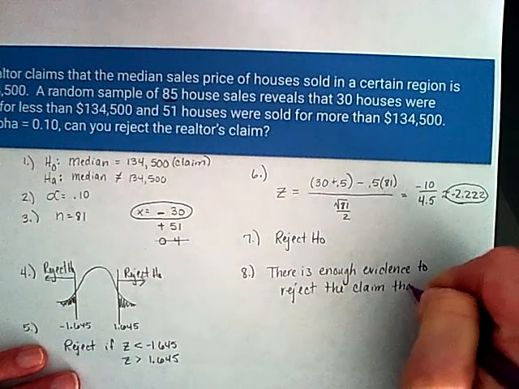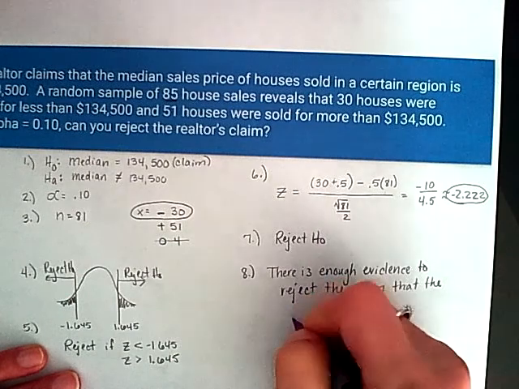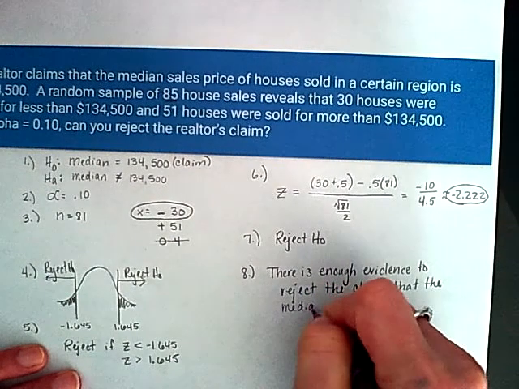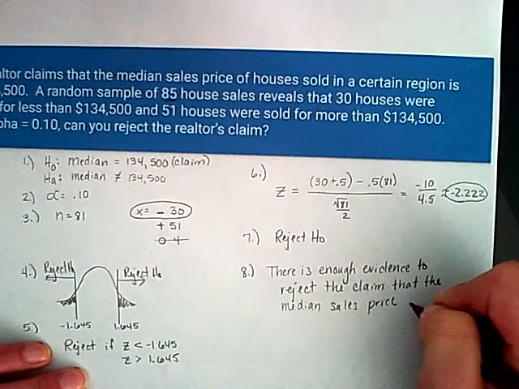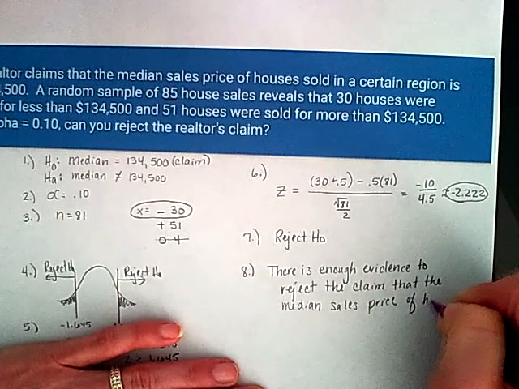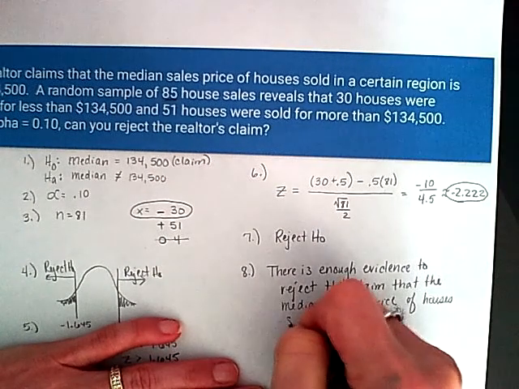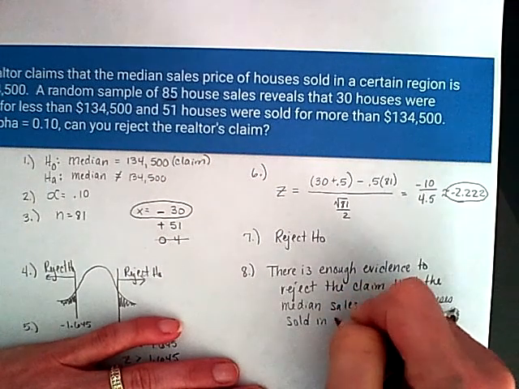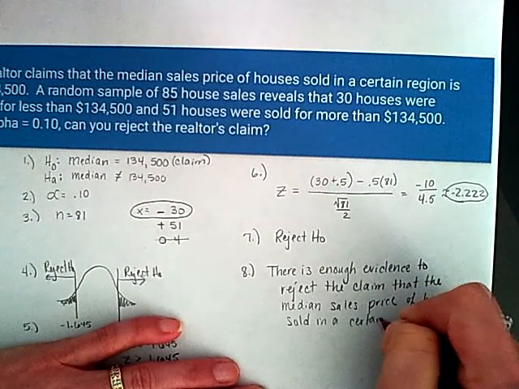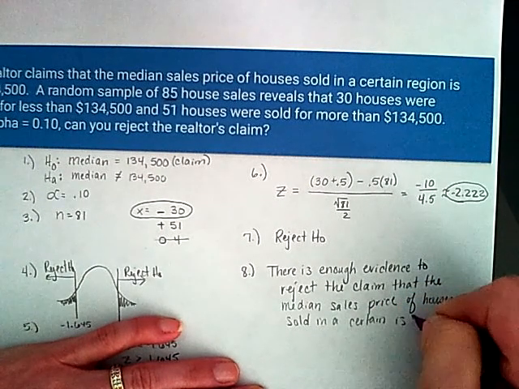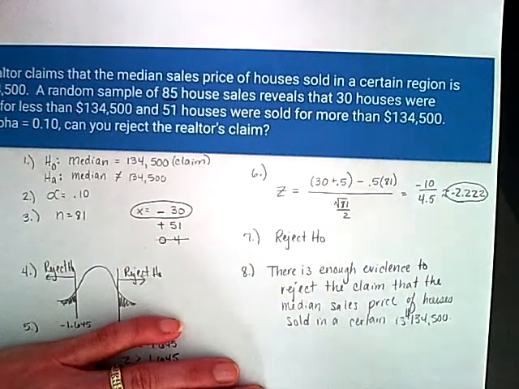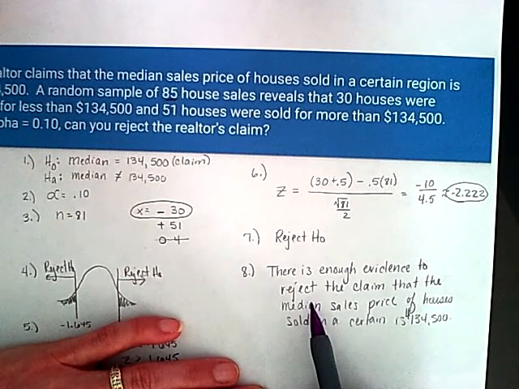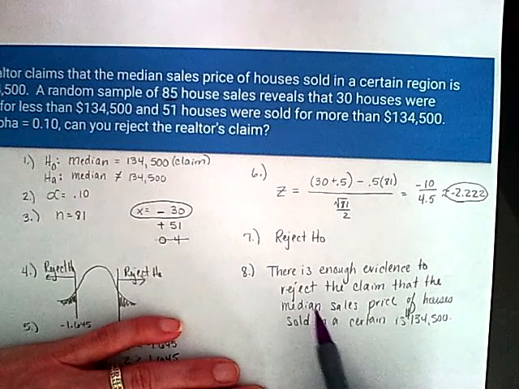That the median sales price of houses sold in a certain region is $134,500. As always, when we reject, there is a 10% chance of a type 1 error.